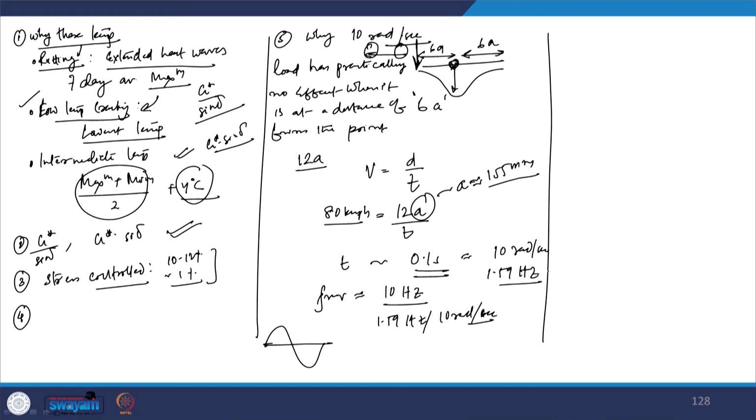Alright. So, this can be, but I am not sure about the derivation at this point, how sinusoidal loading will produce an equivalent frequency of 10 radians per second if the time is 0.1 second. But this is the typical explanation in a few of the literatures as cited.